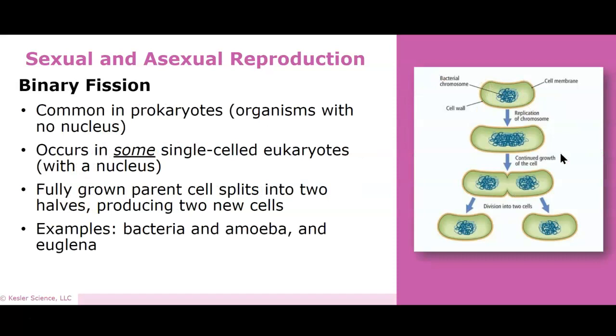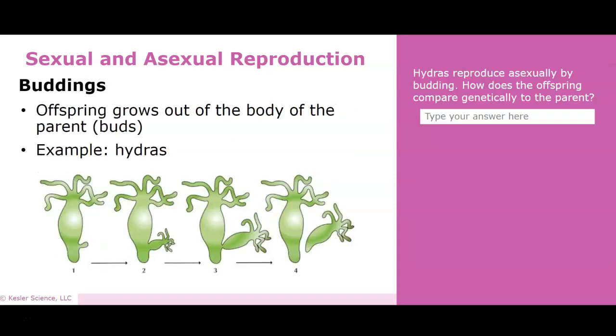Binary fission, which happens in prokaryotic cells and some single-cell eukaryotes, you can see that the chromosome replicates, it splits, and then divides into 2 cells. So you don't end up with the parent and 2 cells, you end up with just 2 new cells. Budding: new organisms grow off the body of the parent. An example of that is a hydra.